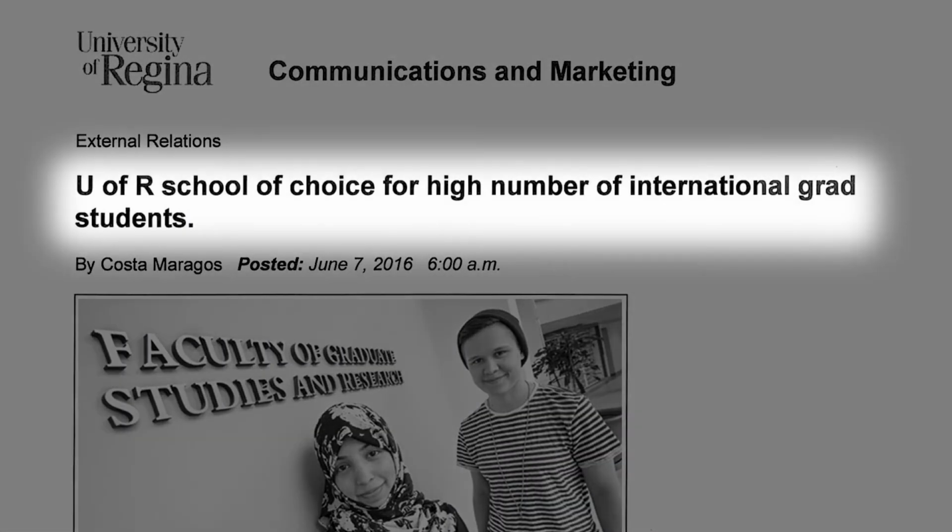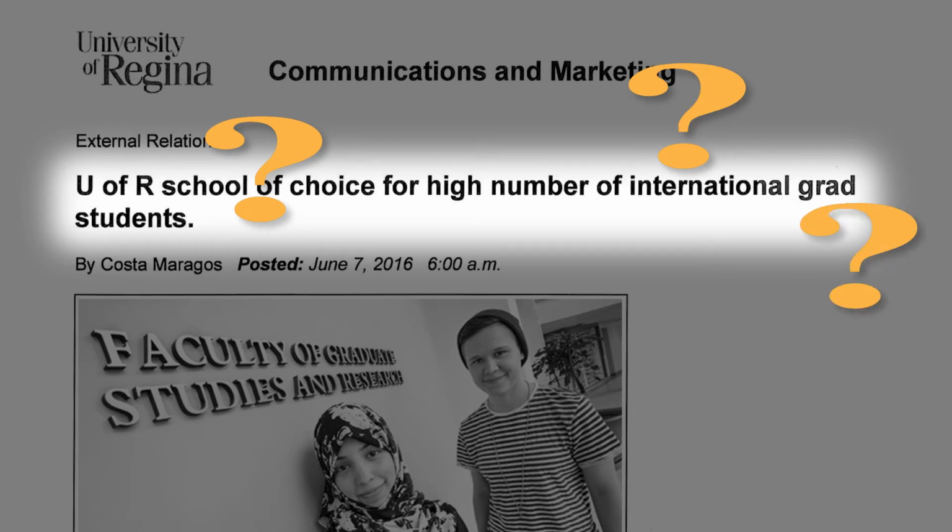So if we look at the title in the example, U of R School of Choice for High Number of International Grad Students. What questions could you make from this title? For example, what does School of Choice mean? Why are many international students enrolling at U of R? What makes the grad program special? What majors are they taking? What nationalities are choosing U of R?